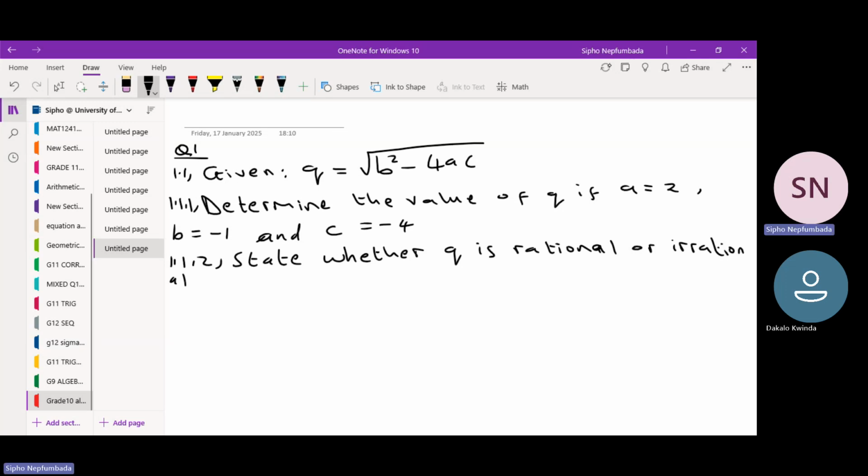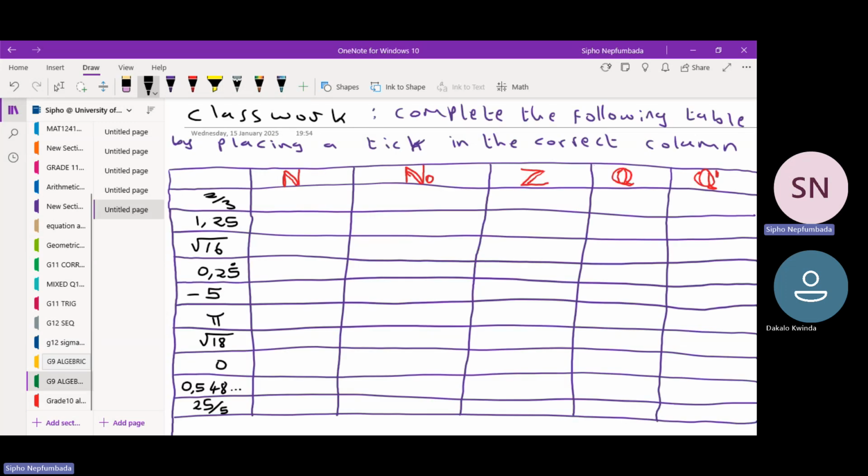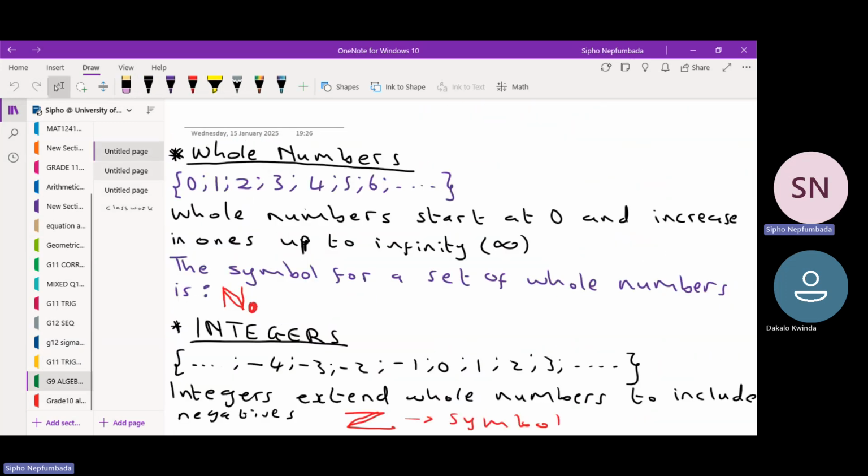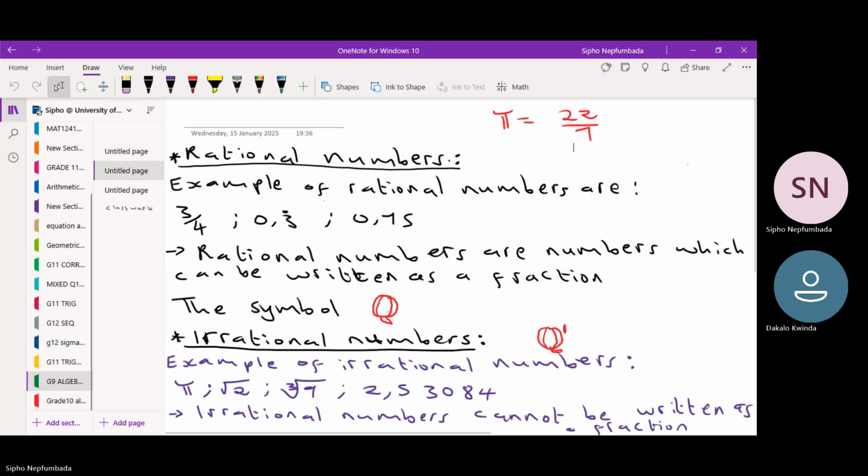Yesterday when I was teaching grade 8 and 9, I was defining those things of irrational and rational. So there we go. A rational number, as an example, can be 3/4, 0.3 recurring, 0.75. Rational numbers are numbers which can be written as a fraction. In other words, when you are talking about the rational number, after the comma, you can see many numbers repeating themselves.